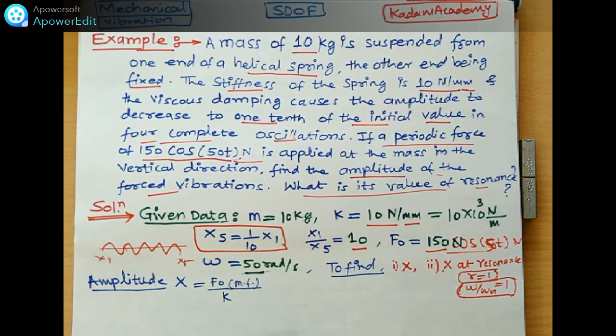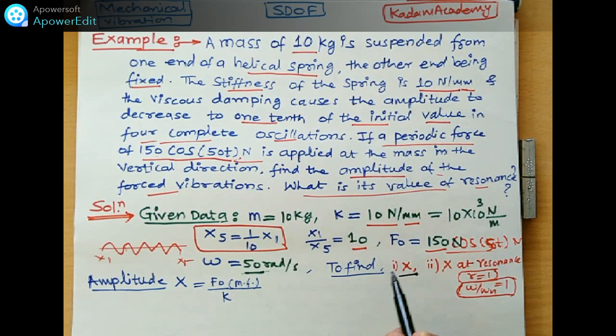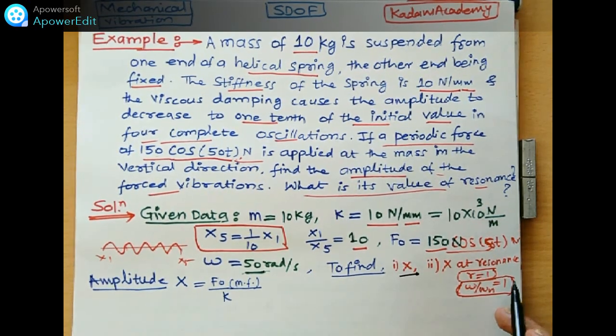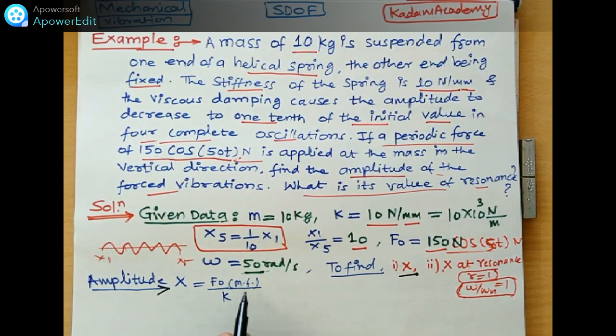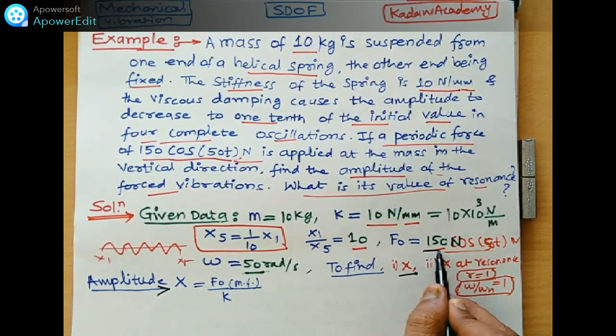We have to find out the value of x, the amplitude, for this condition, and if there is a resonance, that means omega by omega n is equal to 1 or r is equal to 1. What is the value of x? How to find out the value of x? We can find out the value of x, the amplitude, by F0 by K into MF.